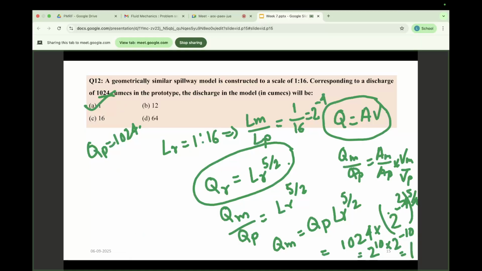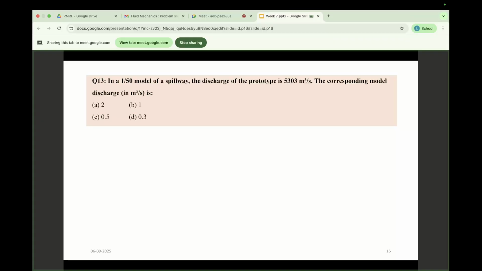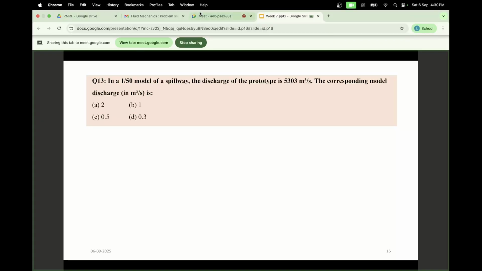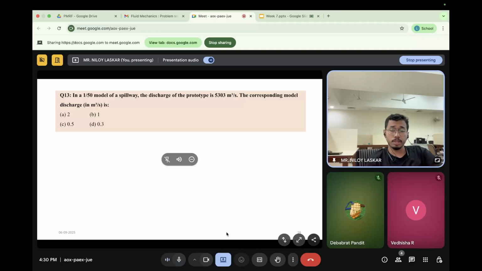Similarly, in this type of question, they can ask you to find this area or any other parameter, right? So you have to use a similar approach. Now I am moving to the next question. This is another question. Please try to solve it. I am giving you another 2 minutes to solve this one.